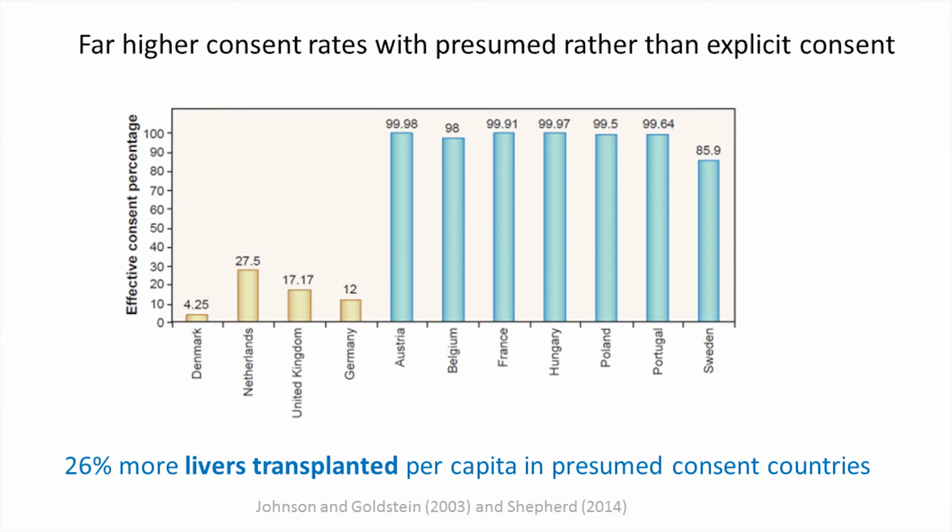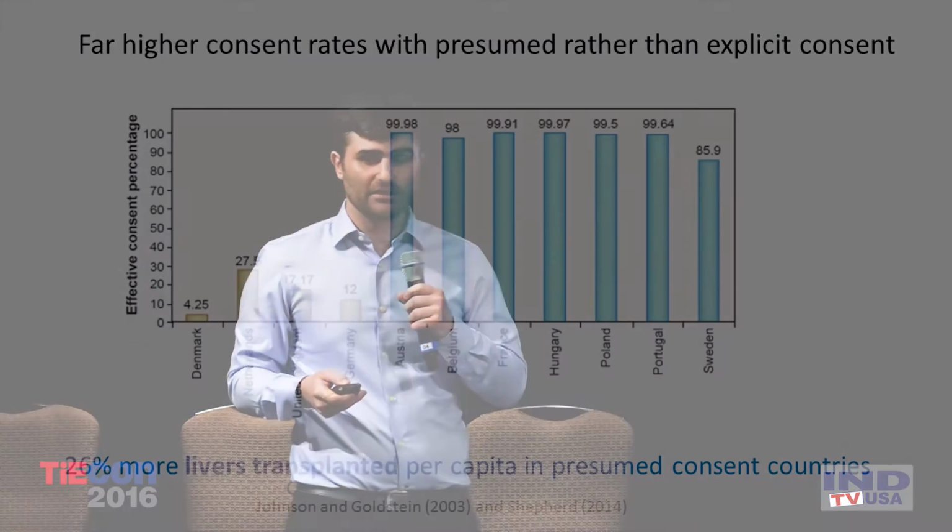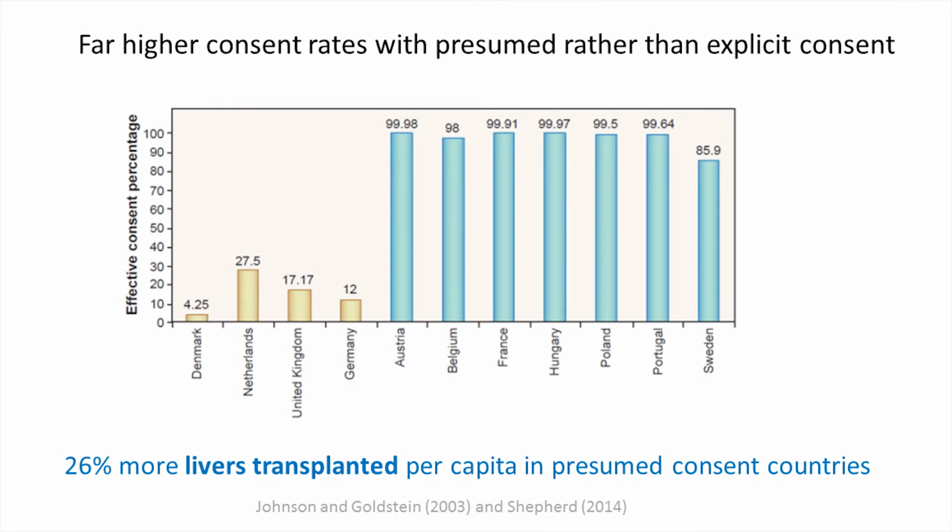Now, if we were perfectly rational, you might think on a big decision like whether you donate your organs, where other people's lives are at stake, it wouldn't matter how you set up the default because people are going to think it through and they're going to make the decision that makes sense. But the reality is the complete opposite. Depending on whether they use this kind of explicit consent or presumed consent, you get radically different amounts of total consent in different countries. And in fact, you find about 26% more livers transplanted per capita in presumed consent countries.